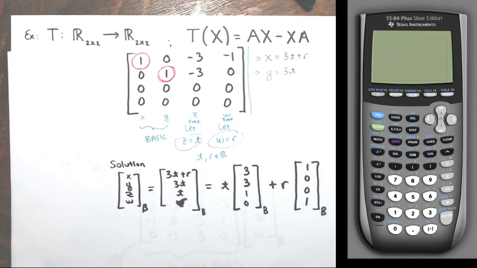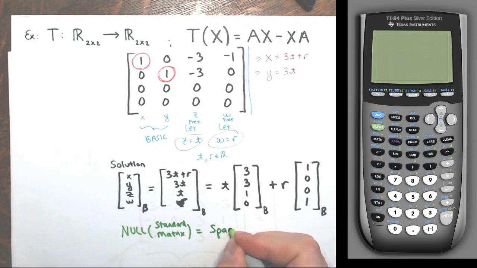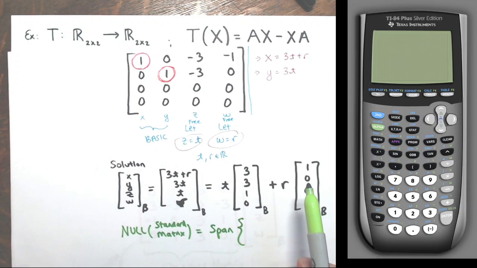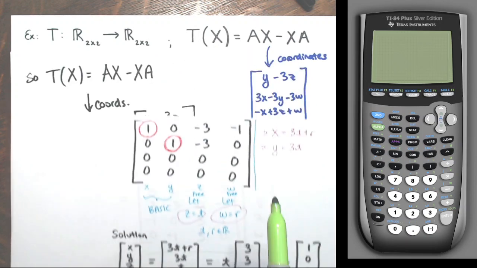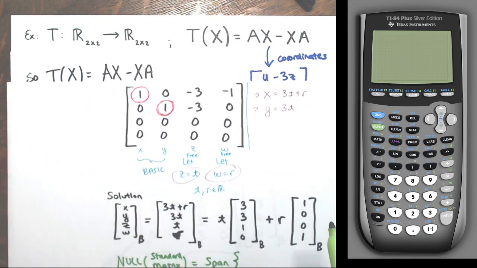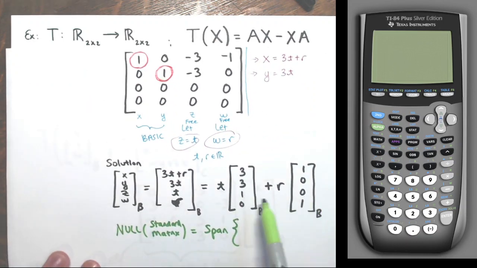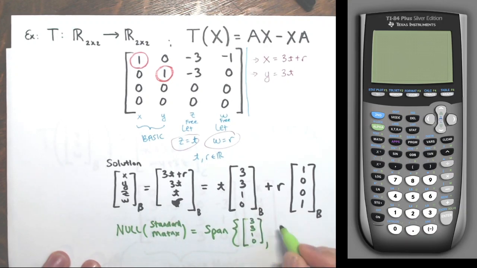So what we're seeing here is that the null space of the matrix, the null space of the standard matrix, is the span of the set with these two vectors, right? Every vector in the null space of this matrix, the standard matrix, which was this guy, is a linear combination of these two, right? With 3, 3, 1, 0, and 1, 0, 0, 1.